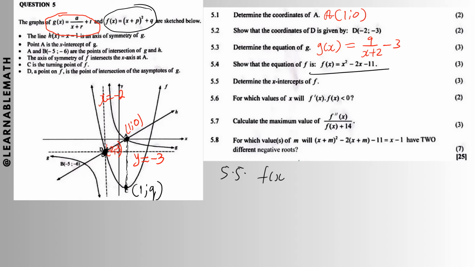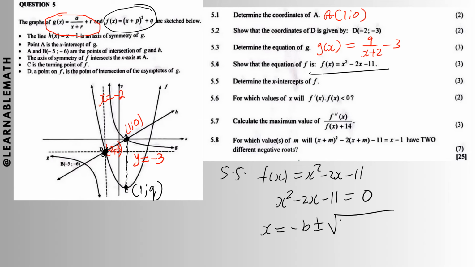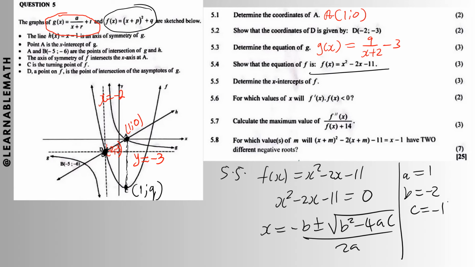So we have f of x equals x squared minus 2x minus 11. X-intercept, let y be 0. So I have x squared minus 2x minus 11 being equated to 0. You can just simply use your quadratic formula, minus b plus or minus root of b squared minus 4ac over 2a. Then our a is 1, b is minus 2, c is negative 11. Then you just substitute there.